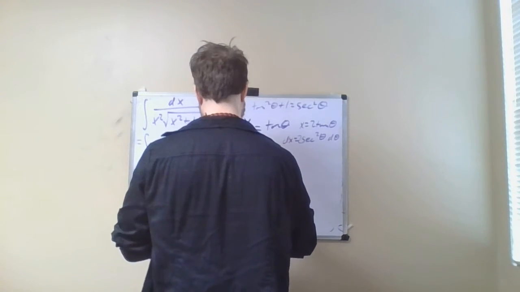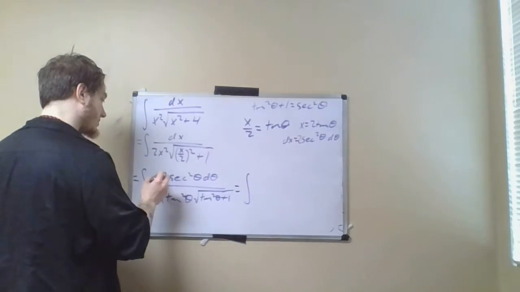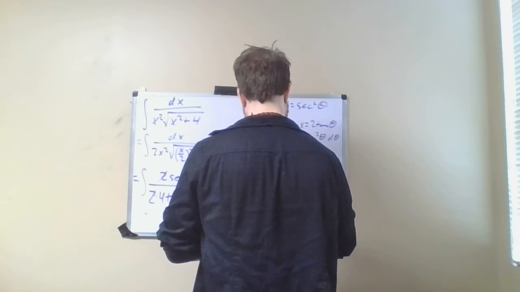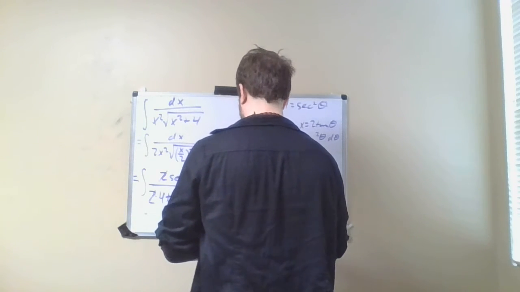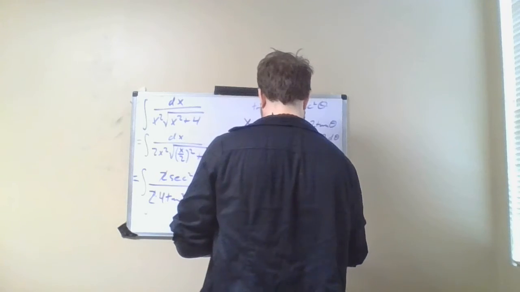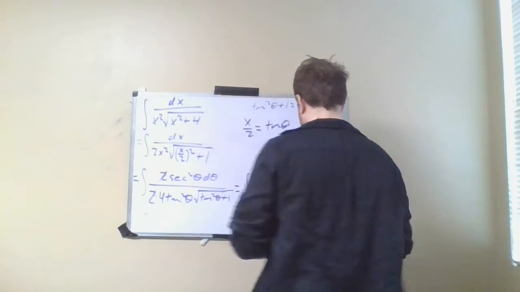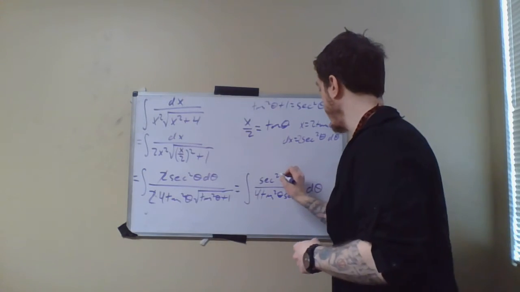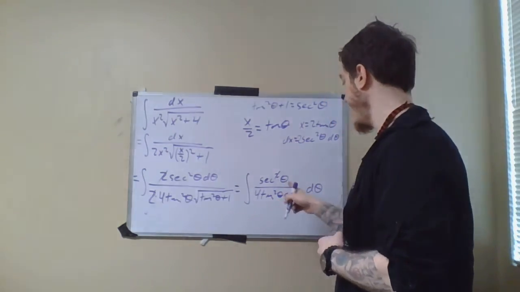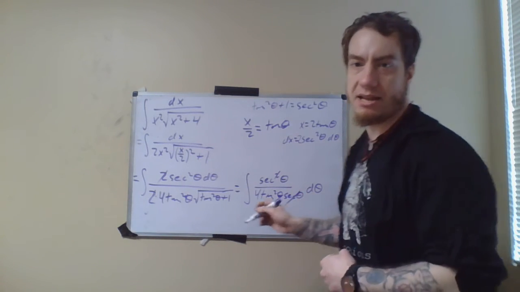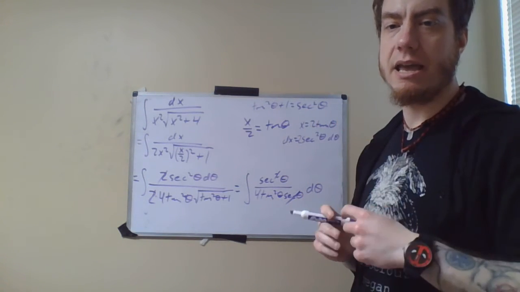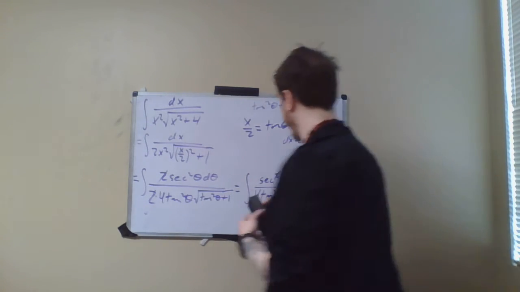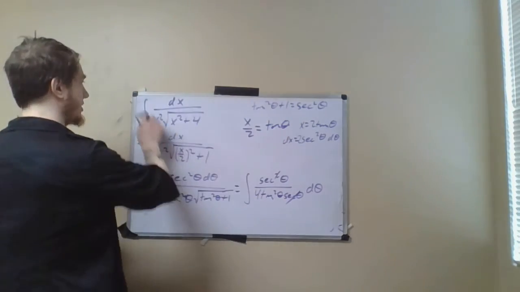So this is going to become the integral of, I can cancel off my 2's, and I'm going to have secant squared theta over 4 tan squared theta secant theta d theta. Okay, so this is starting to become a little bit better, because now I can actually cancel off a secant from the top, and I can cancel off a secant from the bottom there.